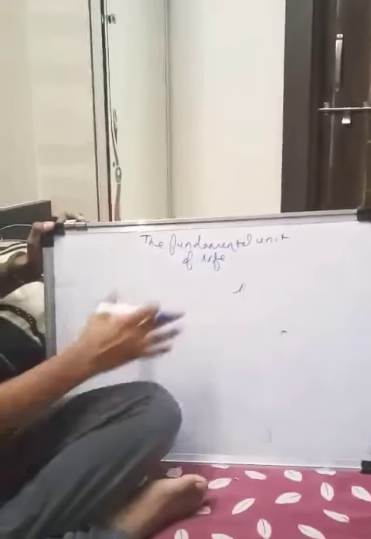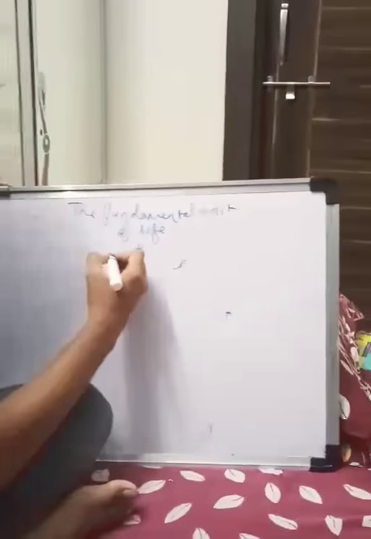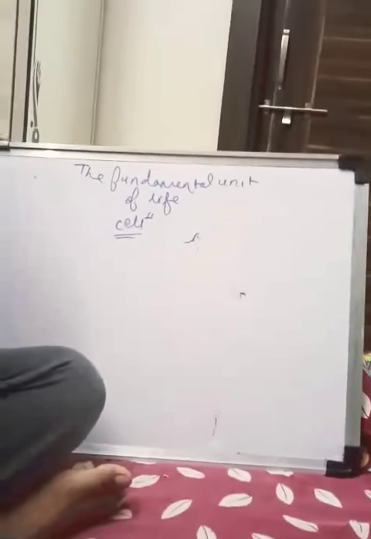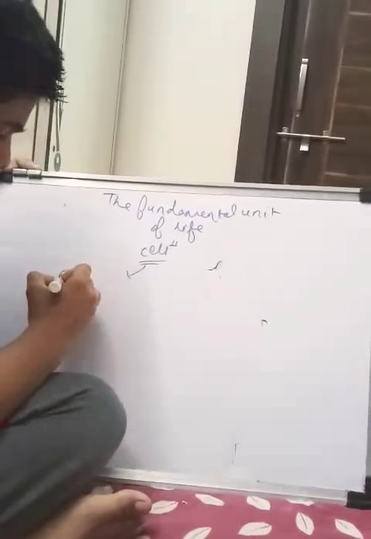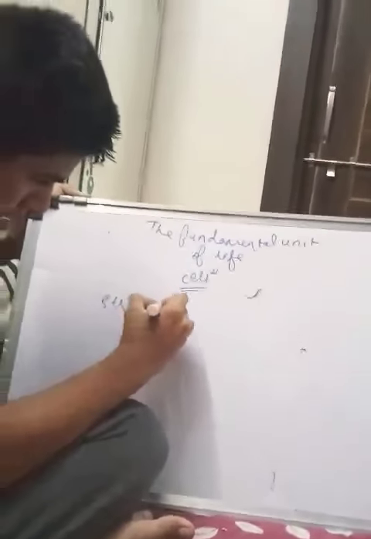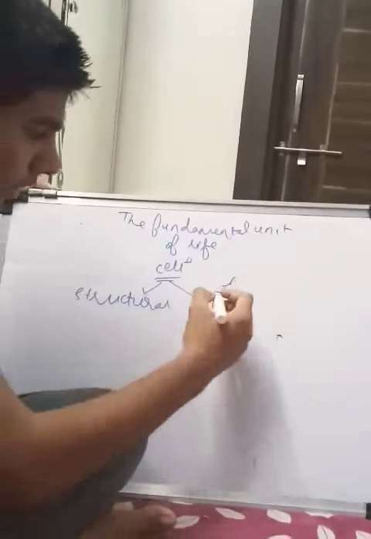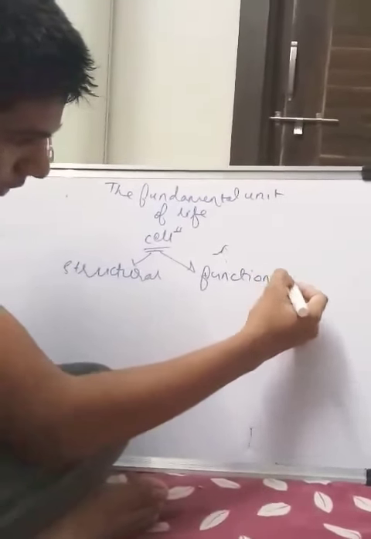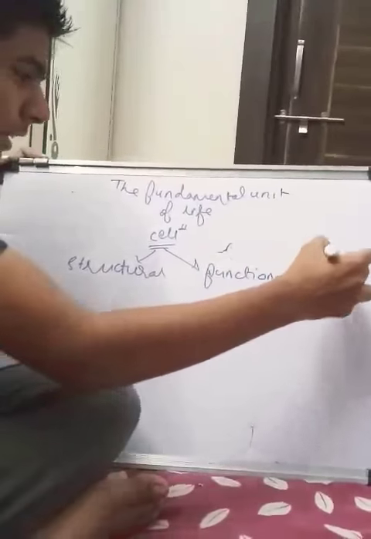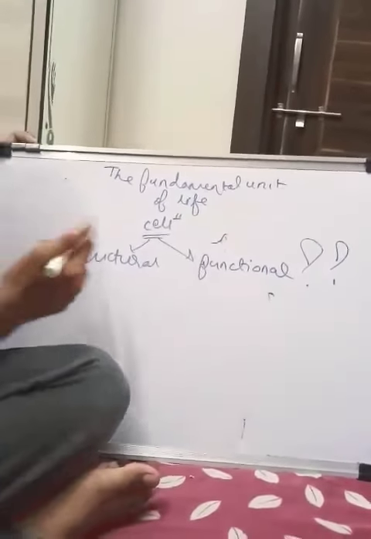Yes friends, we all know that the fundamental unit of life is basically a cell. The cell is a small component present in every living being's body, and it is known as the structural and functional unit of life. Why is it known as the structural and functional unit of life?